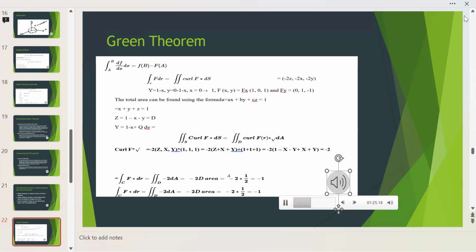Let's equate that to the D. And y from 0 to 1 minus x, plus Q dy, is equal to the following. So we end up with a double integral over S of the curl of F dot dS, and that is equivalent to the double integral over D of the curl of F dot dA.